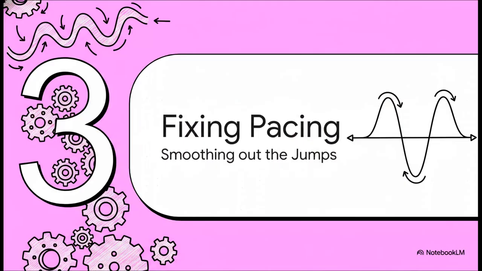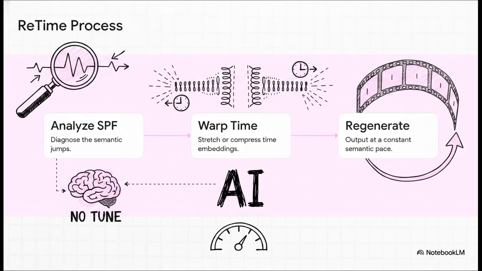It's that good. All right, section 3, fixing pacing with ReTime, or how we actually smooth out these jumps. Because diagnosing the problem is really only half the battle, right? Now we actually have to correct it. And that's where the ReTime mechanism comes in. It boils down to 3 really elegant steps: diagnosing the jump, stretching or squishing the time to compensate, and then regenerating the video so the whole transformation unfolds smoothly.